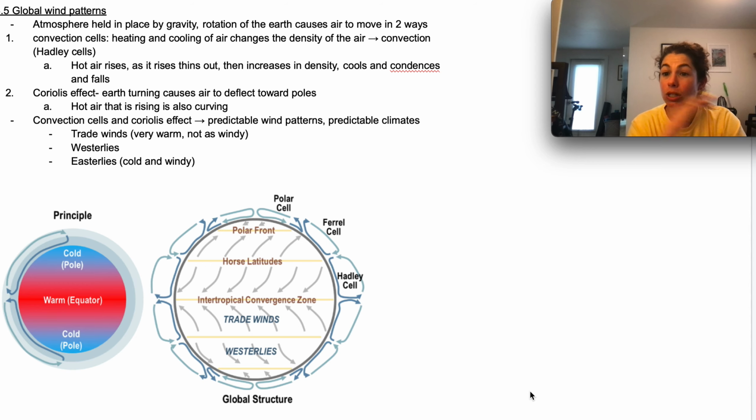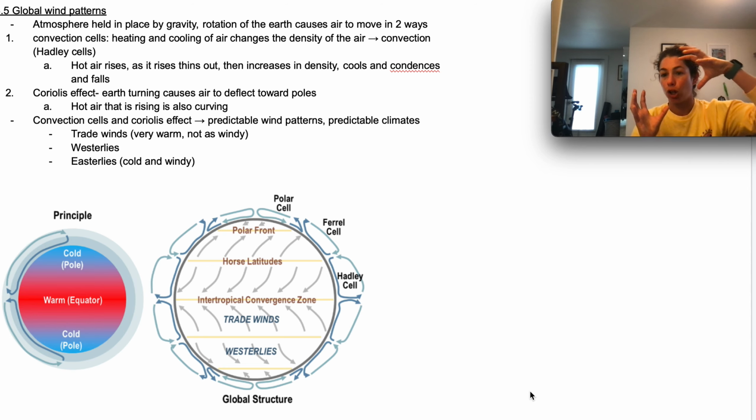So the atmosphere, those layers and all the gases in each layer, are held in place by gravity, and the atmosphere moves from two things. One, convection cells, which are heating and cooling of the air in cyclical manners. Hot air rises, and as it rises, it thins out, decreases in density and cools. It condenses and falls, and that cycle just continually loops around over the surface of the earth. We have our Hadley cell, our Ferrel cell, and our polar cell, but they're all following these convection cells over the earth.